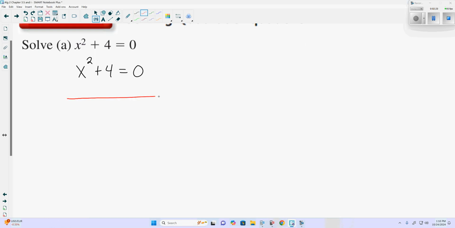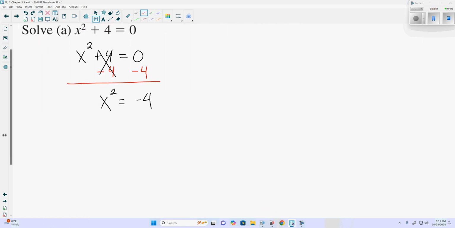We can do that by taking the square root method. The reason we can use the square root method here is there is no middle term. There is no term with x to the first power. So the first thing we need to do is get the x squared term by itself. We can subtract 4 from both sides, because 4 minus 4 would be 0, telling us that x squared is equal to negative 4.